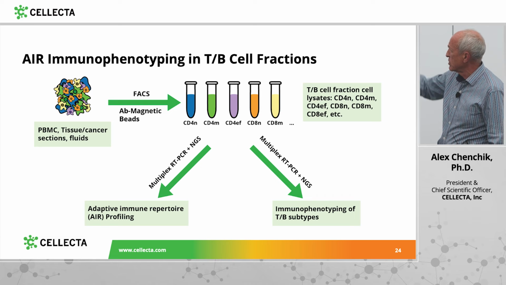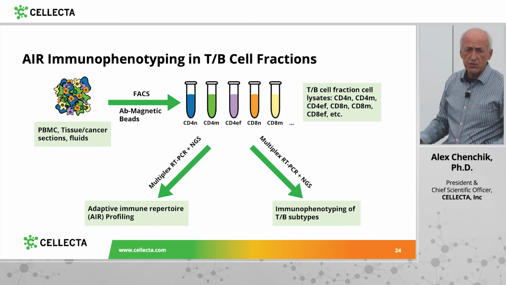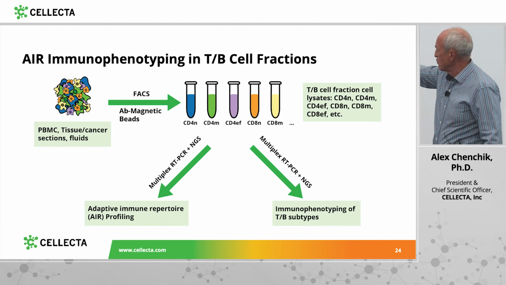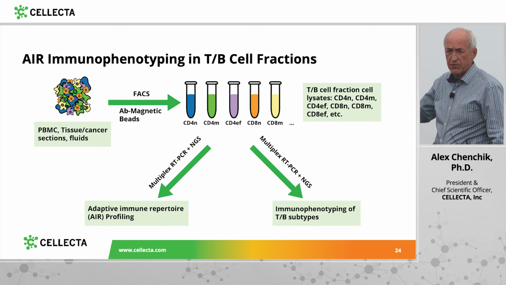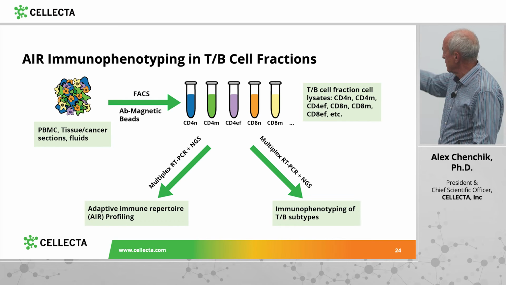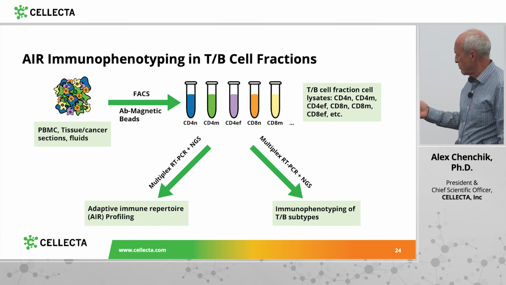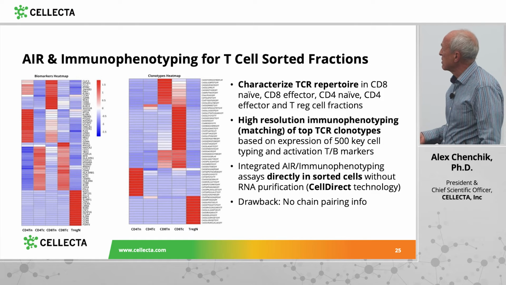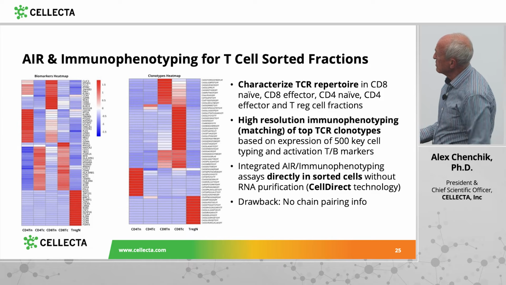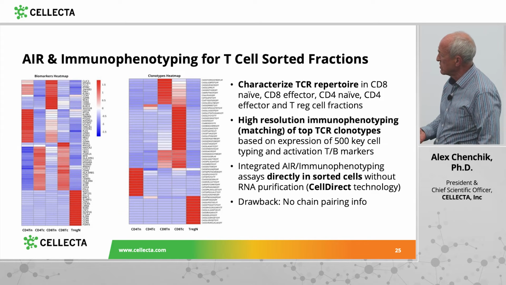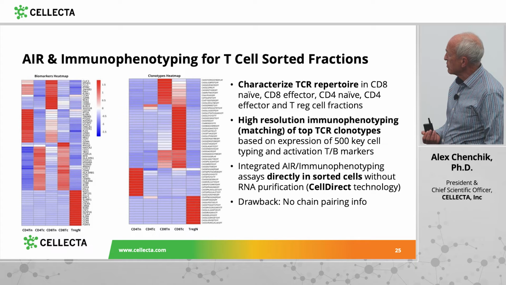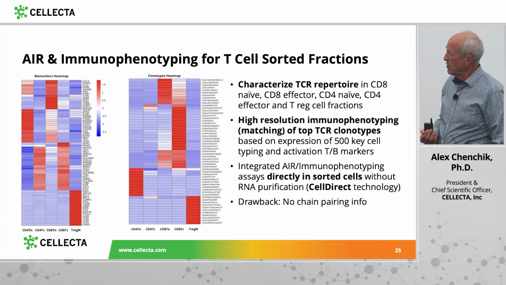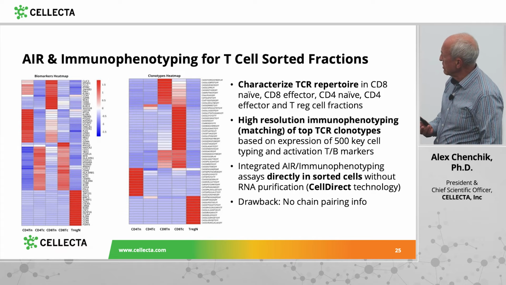used. Okay, we sorted cells for different types of CD4, CD8, naive, memory, effector cells, and ran both assays that I described. It's AIR profiling in order to characterize clonotypes and immunophenotyping of these cell fractions. And the data looks like shown on the next slide. On the left side, you can see some markers for each sorted cell fraction, and the set of clonotypes which correspond to each of the phenotypes.